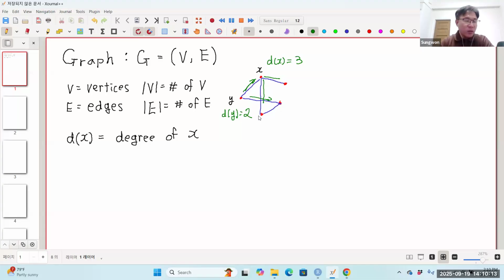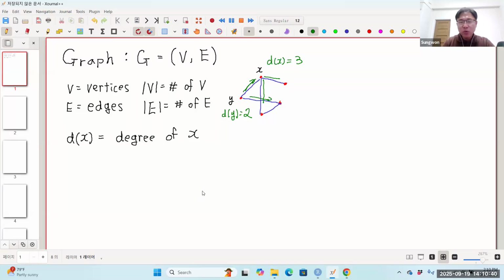And whenever I talk about edges, those edges are not directed, they're undirected. It just tells you which vertices are connected. It doesn't tell you which direction. They're all undirected. There is some graph theory with directed edges, but we don't have any directions here.